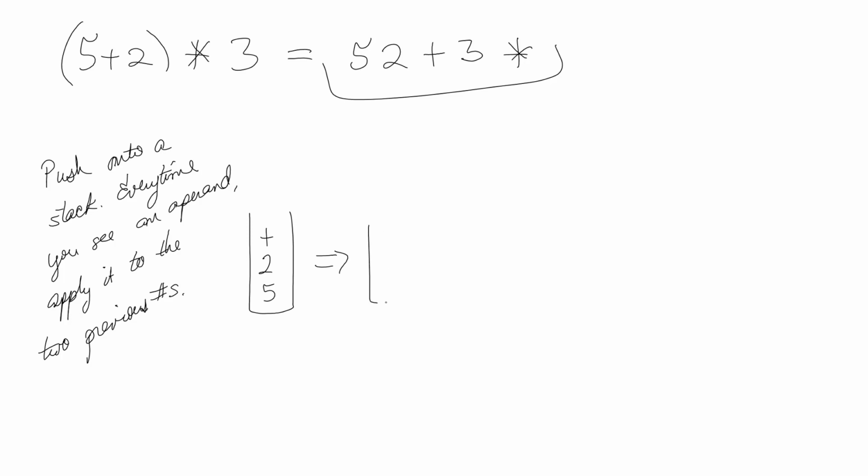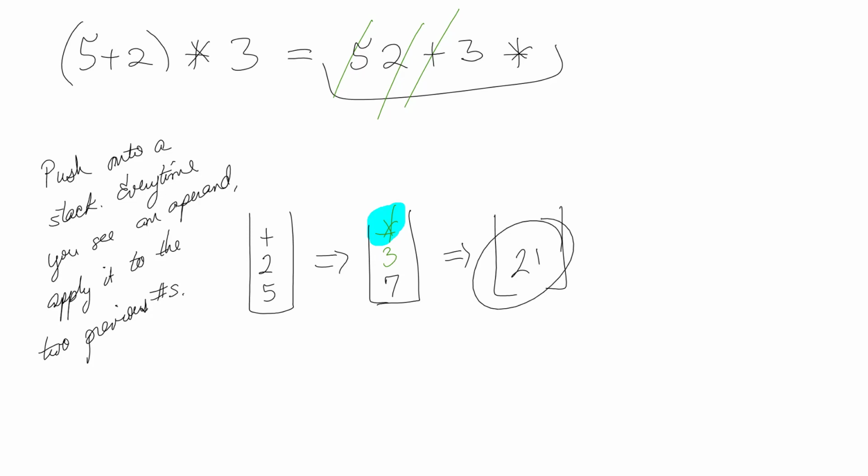The 5 and the 2 becomes a 7, so it puts the 7 on the stack. Now you're putting the 3 on the stack, and then you put the times on the stack, and it goes, we got ourselves another operator. So we apply it to the 2 previous terms in reverse order. 7 times 3 is 21, and that's the only thing left on the stack. So your answer is 21.